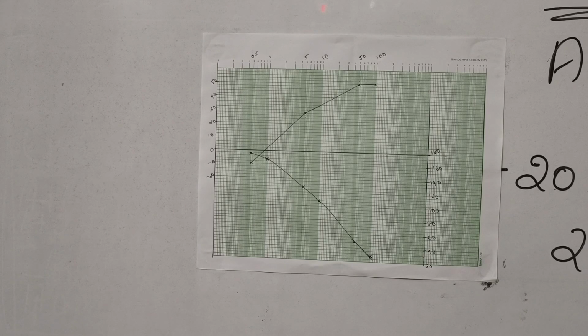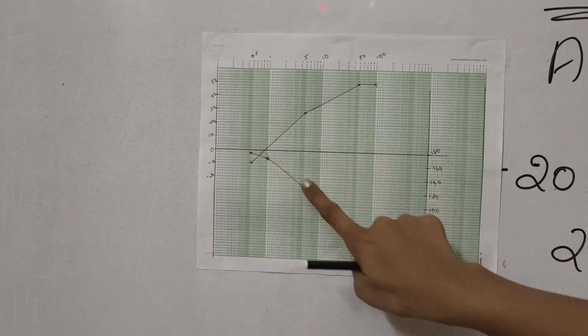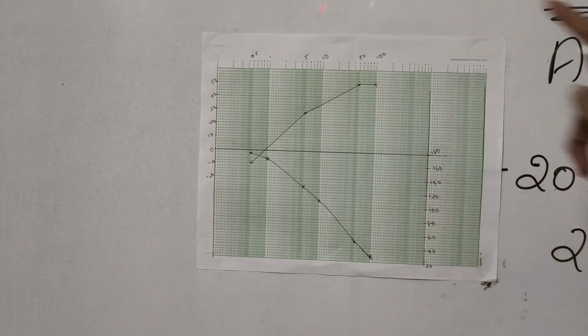For the frequency 100, I get about 30 degrees. For 50, I get 50. For 10, I get 106. For 5, it's 130. For 1, it's 168. And for 0.5 radians per second, it's 174 degrees. All those points I marked and joined here. You can see this is the phase plot, and this is our magnitude plot.